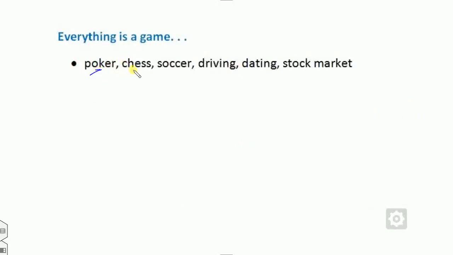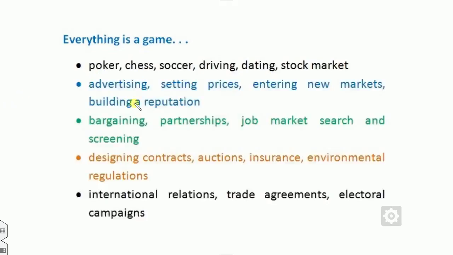Everything is a game that we see in our day-to-day life: whenever we play chess, soccer, driving, dating, and even the stock market. Other examples are advertising, partnership, the job market, and insurance, because whenever a person or company takes insurance, there is definitely a game depending on the age. Similarly for other schemes, such as trade agreements, electronics, and so on.